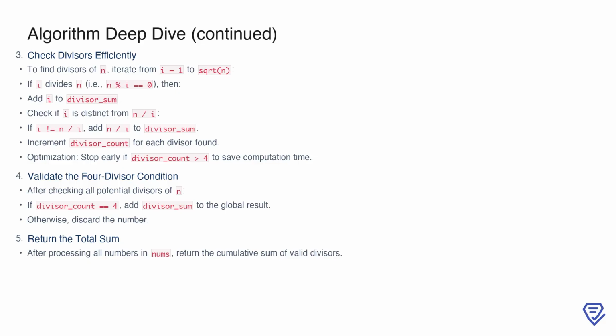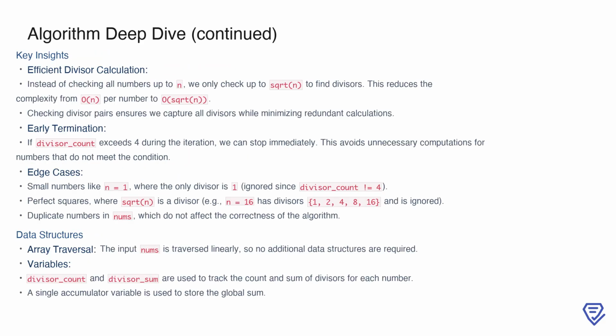Once all potential divisors have been checked, we validate the condition. If the divisor_count equals 4, we add divisor_sum to the global total. If not, we discard the number and move to the next one. Finally, after processing all numbers in the array, the function returns the total sum of valid divisors. There are a few key insights that make this algorithm efficient and robust.